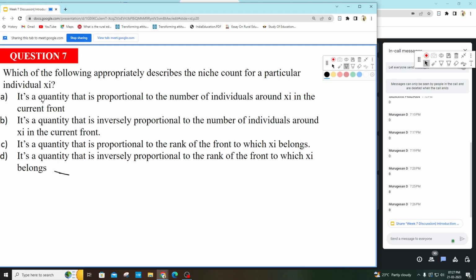The first statement says it's a quantity proportional to the number of individuals around xi in the current front. First of all, when we are talking about niche count, we are only talking about a particular front. You have to take this into account. As we are talking about a particular front, it should be out of A and B, not C and D. C and D are wrong, because C talks about different fronts and D also does not mention the current front. So about A and B, this quantity is proportional to the number of individuals around xi in the current front.